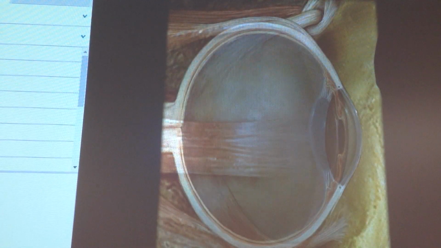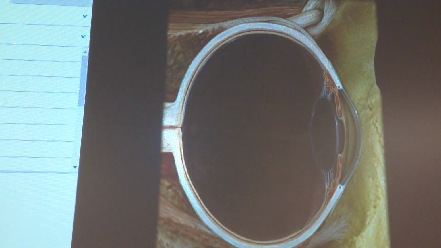Anyway, let's do a little dissection here. And notice the different regions. What is this region here? This is the posterior chamber, and it's filled with fluid. What is that fluid?